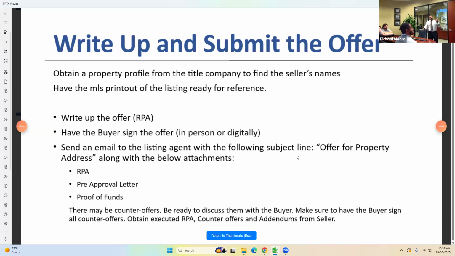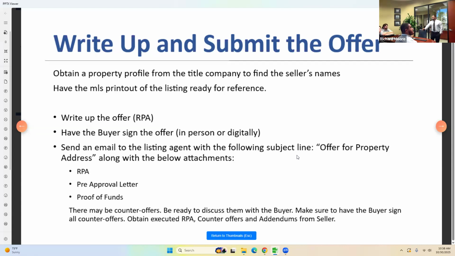And on the subject line, you're gonna say, offer for 123 Main Street, whatever the address is. And you're gonna attach the purchase agreement, the pre-approval letter, and the proof of funds. You don't have to send them your buyer representation agreement, because that's between you and your buyer. And let your buyer know there might be some counter offers, so that the seller might counter you and you can counter back and so forth. So just to be expecting that.